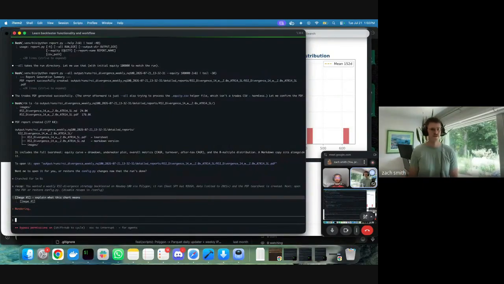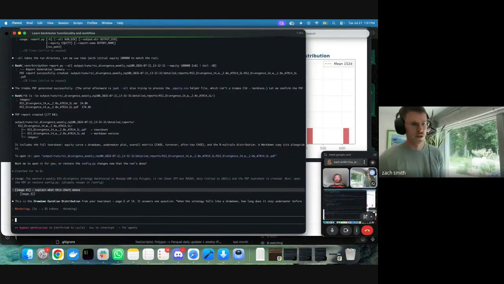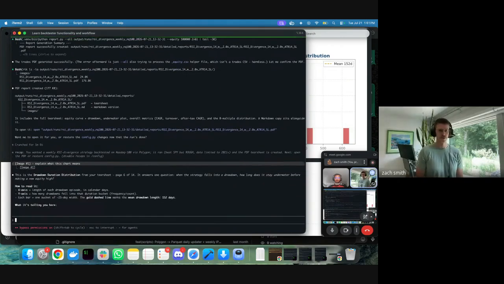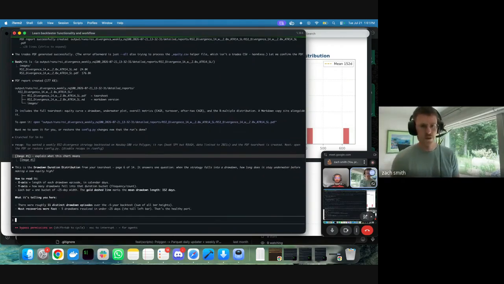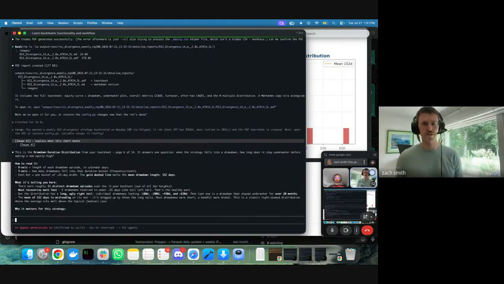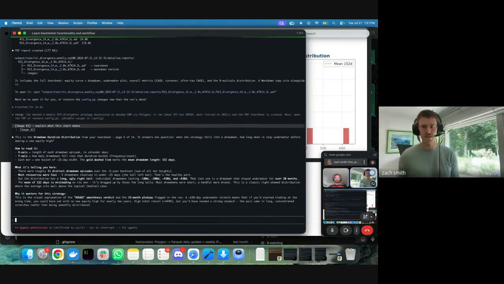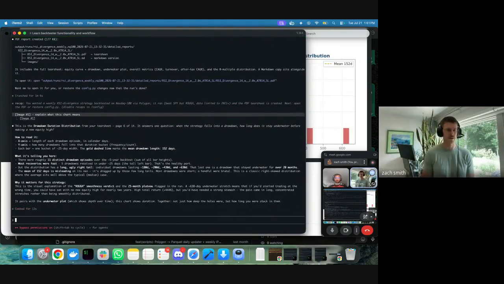Yeah, that's a fantastic point. I'm glad you mentioned that. This is the drawdown duration. It answers one question: when the strategy falls into a drawdown, how long does it stay underwater before making a new equity high? And it tells you how to read it. What is it telling me?